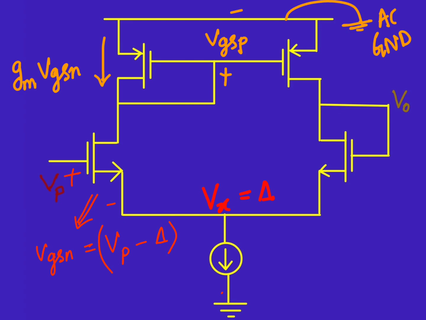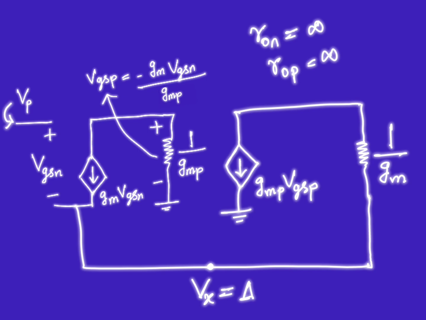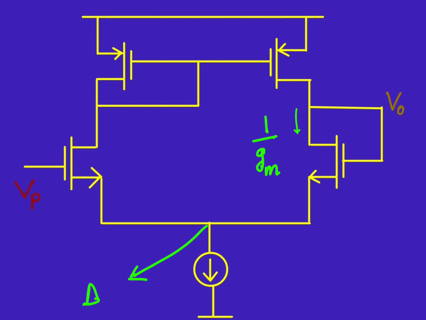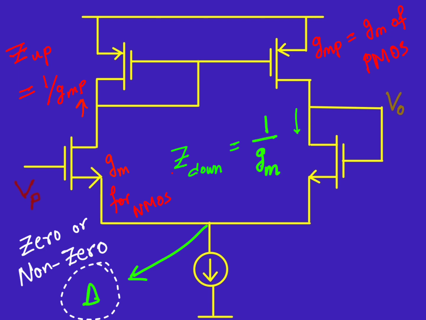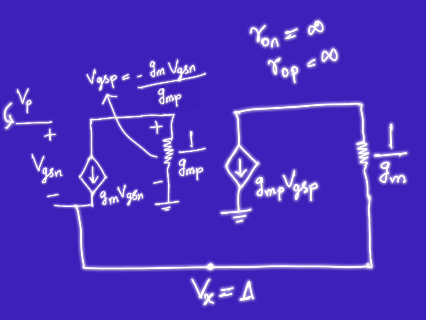Given as VGSP. And if we see the small signal equivalent diagram, we can see that VGSP is equal to minus Gm into VGSN divided by GMP. And this VGSP will induce another current in the right PMOS. That current will flow into the output. It is already given that RON and ROP are infinite. So if we see downwards, we can see that there is a diode connected NMOS, but we are not sure whether the potential at node X, that is del, is 0 or not. So for simplicity, we are assuming this as del, and you can see that there are two current sources.